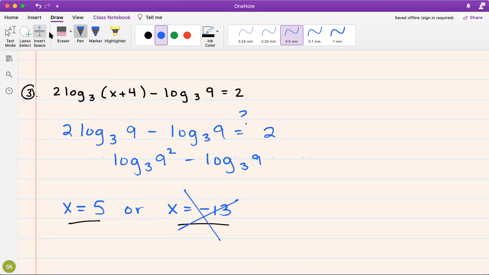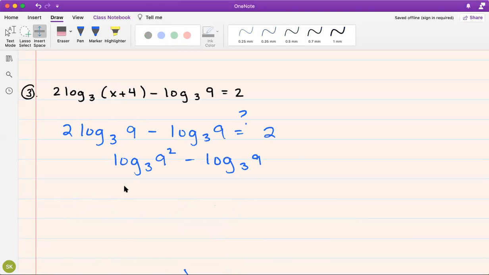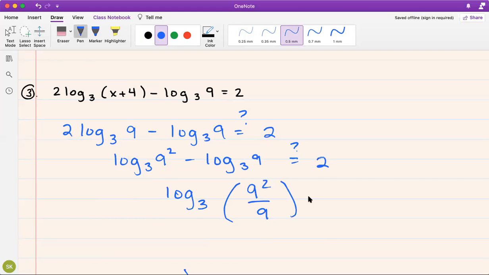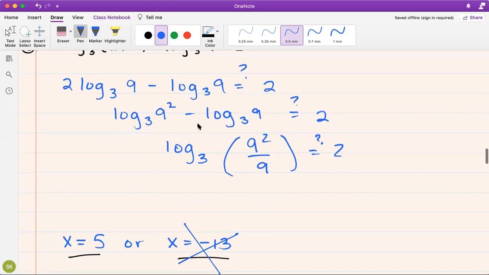Okay, let me put a little space here. So what I'm doing is I'm checking to see if the left-hand side is equal to the right-hand side. So I'm trying to simplify a little bit. There's a few ways to simplify this. I'm going to follow what we did earlier. So this is log base 3 of 9 squared over 9. Is that equal to 2? Well, 9 squared over 9 is actually just 9, so I can put that here. And is 3 squared equal to 9?